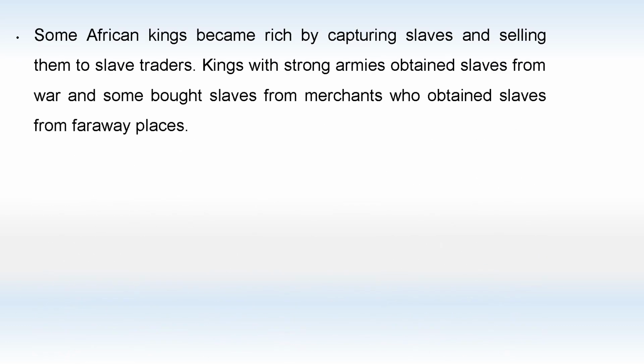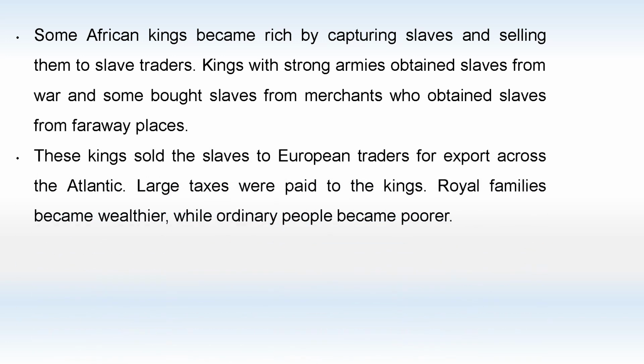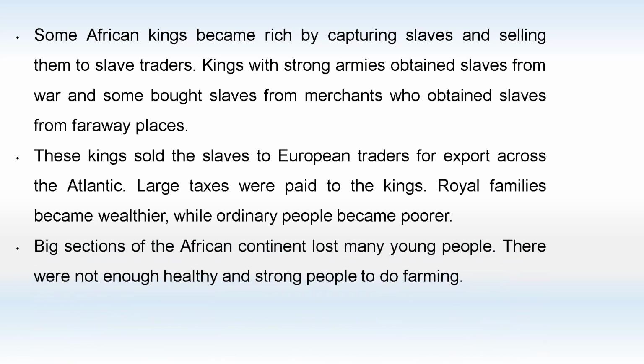Some kings developed hugely from slave labor. They captured slaves and they sold them. They also used them in their armies. Some kings sold them and exported them across the Atlantic Ocean, and large taxes were paid to the kings, and the royal families became wealthier, while the ordinary people became poorer.